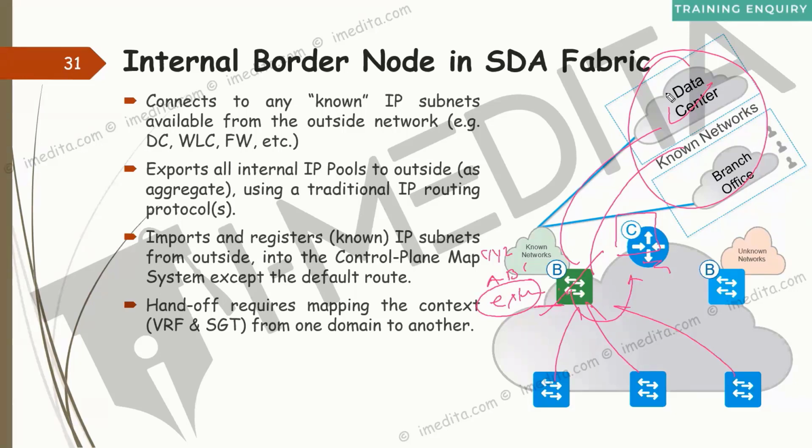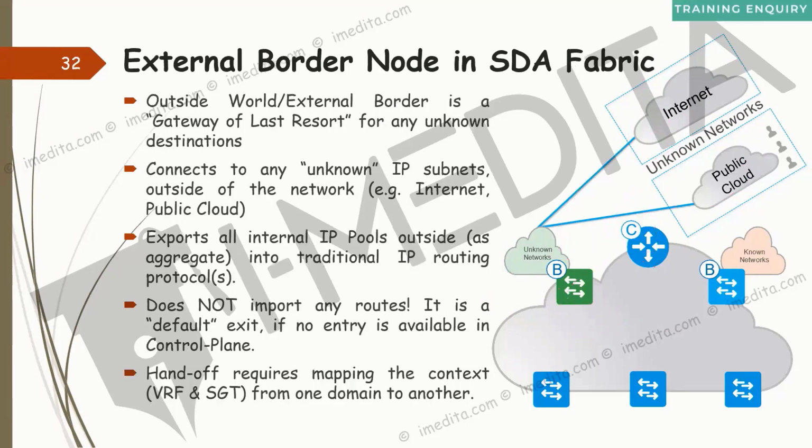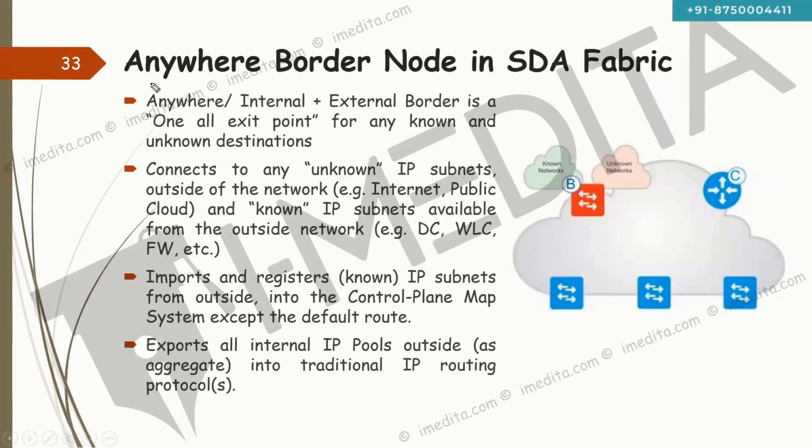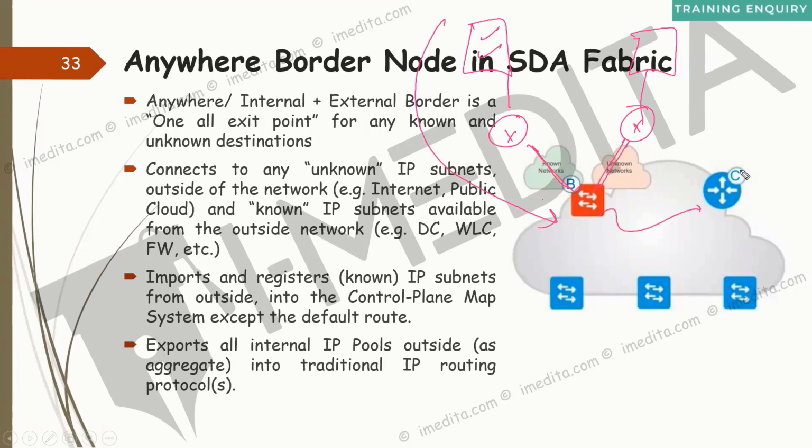You want this device to import all the external routes as well as become the gateway of last resort. So configure it as the anywhere border node. This is typically beneficial when we have a single border node and the connection is terminated on the router going towards our traditional network and the internet as well. So I will learn all these DC and HQ prefixes, register them to the control plane node, and I am also going to act as the default gateway so that the traffic can also reach the internet.